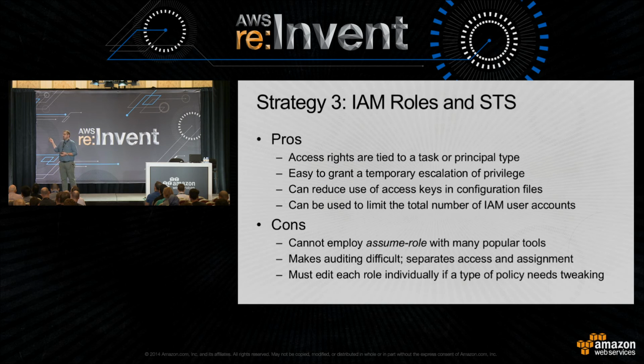So the cons to this are that a lot of DevOps tools at this point can't yet use EC2 roles. Roles are fairly new, and so it's not possible. So you're going to end up having to use keys with those products. It also separates your access assignment from your definition of access rights. And so if you have a tremendously large population, it can make it really difficult to audit.